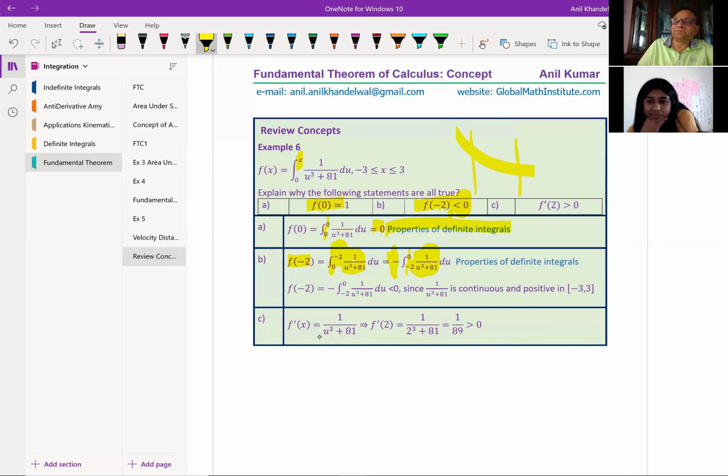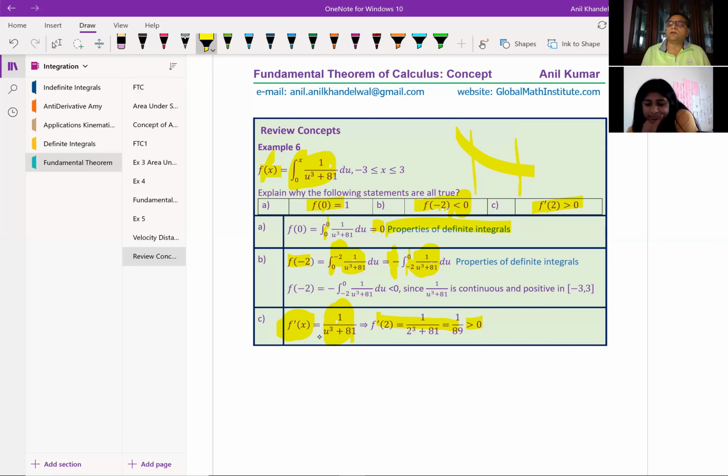You see that? Last part. The derivative of this function at 2 is greater than 0. How do we know that? So that really means this is the antiderivative, right? The derivative of this function is the function itself. The inside part is the derivative. F of x is the integral, so f prime is the function itself. And we know if I substitute 2, this is positive. So it is greater than 0. So we conclude that it is greater than 0.